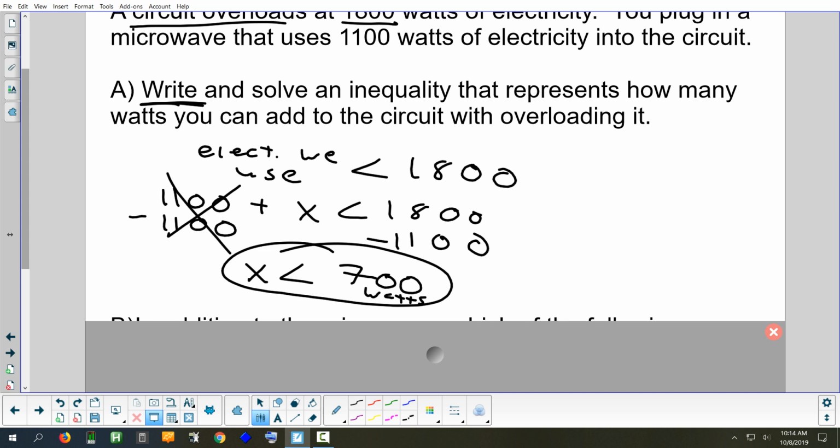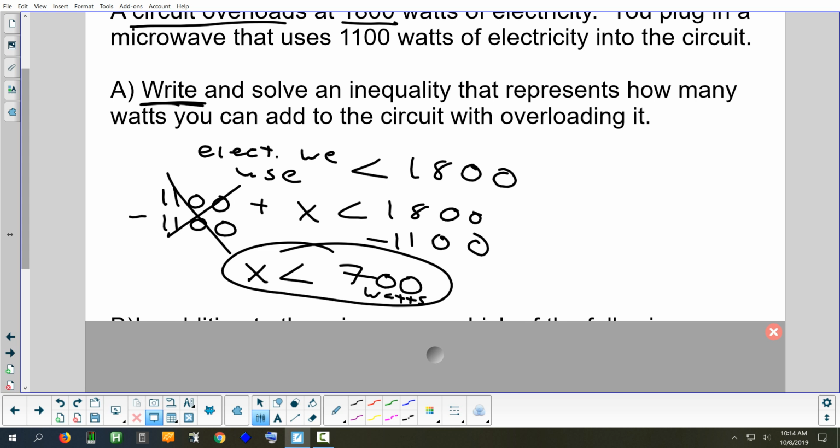I was going to say that's really low, because just the microwave takes more than half. Yeah, most microwaves, like my microwave, take about 1,875. So if I tried to plug two microwaves in on the same circuit, it would most likely blow up the circuit. Blow up? Yeah, it's going to blow the circuit.